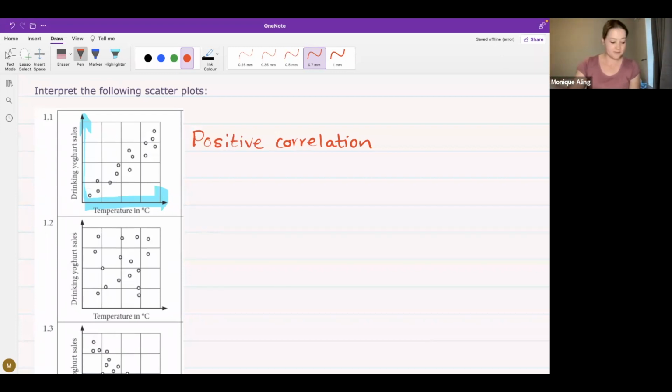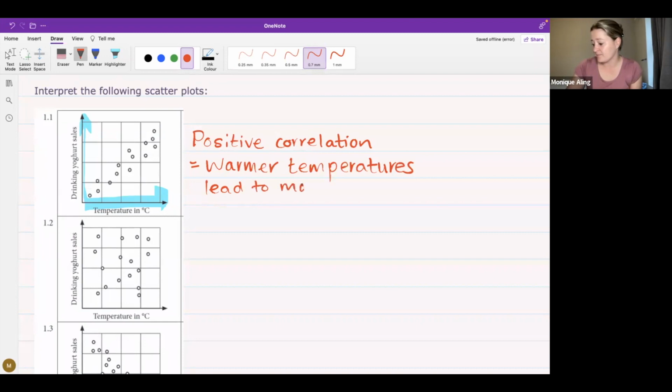sales happen. Okay, so or warmer temperatures result in higher sales of drinking yogurt. Because now I'm just relating it to the context, relating it to the scenario. So warmer temperatures lead to more sales, because that's what we've seen in this graph. The hotter it gets, the more yogurt's being sold.